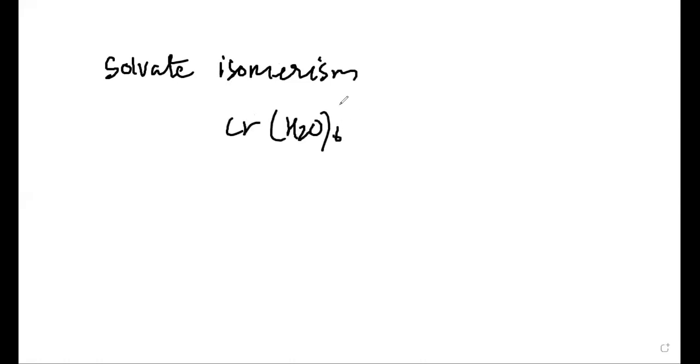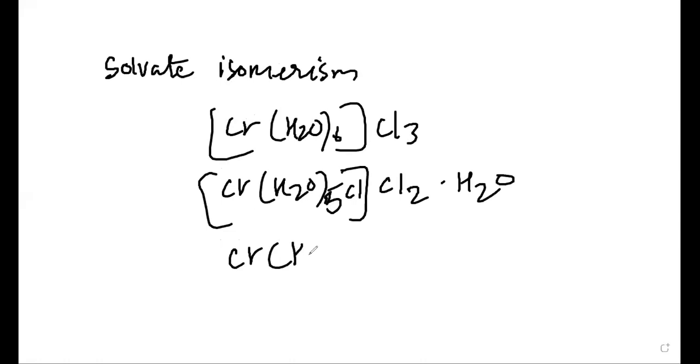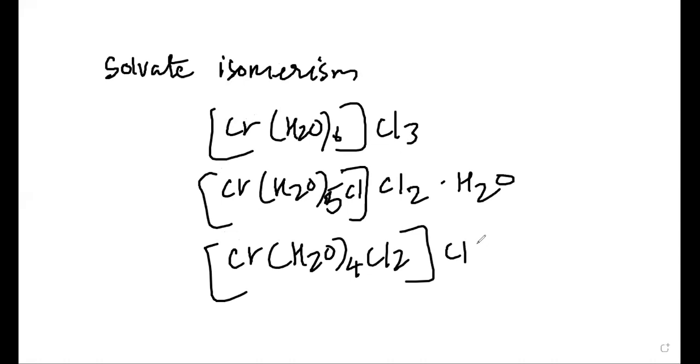See, solvent isomerism. Can you see the screen, my dear students? Yes, sir. [Cr(H2O)6]Cl3, or my dear students, [Cr(H2O)5Cl]Cl2.H2O, or it may be [Cr(H2O)4Cl2]Cl.2H2O. These all will show the solvent isomerism, my dear students.